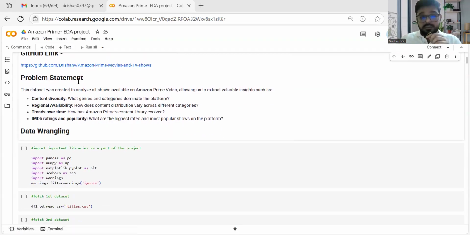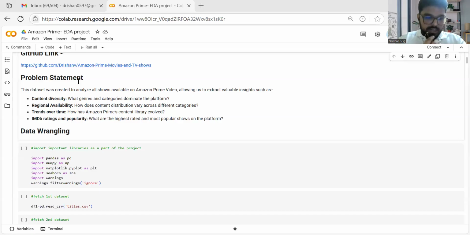Then comes the main part, the problem statement. This data set was created to analyze all shows available on Amazon Prime Video, whether a TV show or a movie, allowing us to extract valuable insights such as content diversity, which asks what genres and categories dominate the platform. It's basically the ratio of TV shows versus movies.